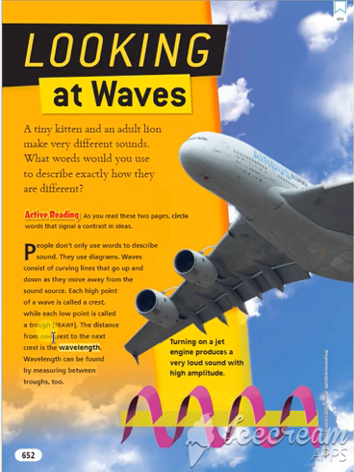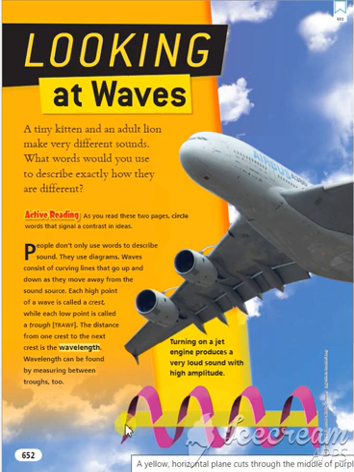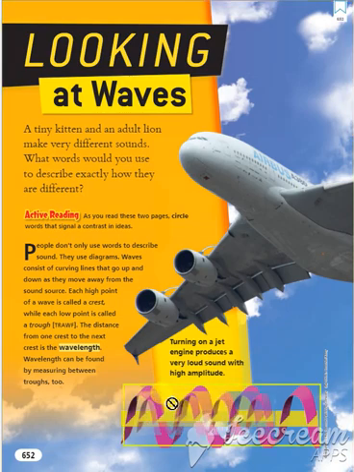So the distance from one crest to the next crest is the wavelength. See girls, can you see this curve? The distance between here and here, the upper part is called the crest, the topmost. Between one crest and another is called the wavelength.